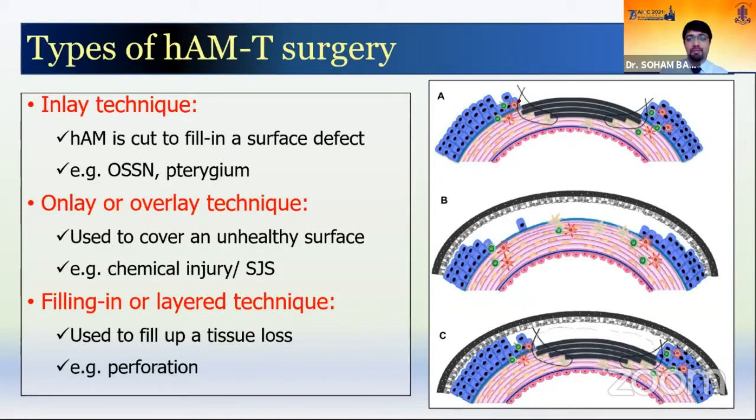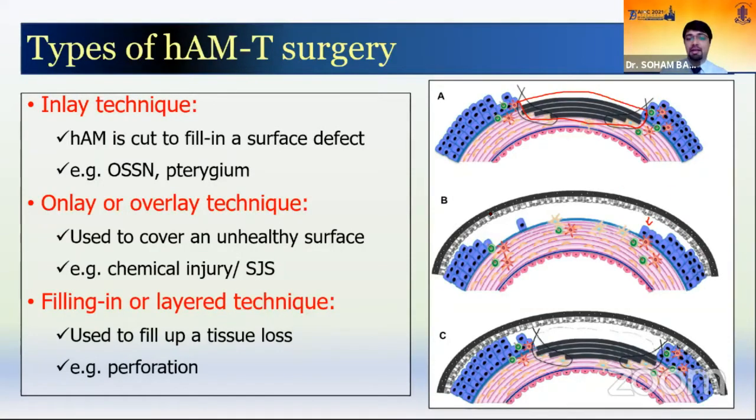So here the amniotic membrane is cut to size, fits in like a puzzle, and it's sutured or glued to where there is the defect in the ocular surface, usually with the epithelium side up. So in the onlay or the overlay technique, we have it in the epithelium. So there's a debate going on here. Some authors describe an epithelium side down, whereas some authors go for an epithelium side up.